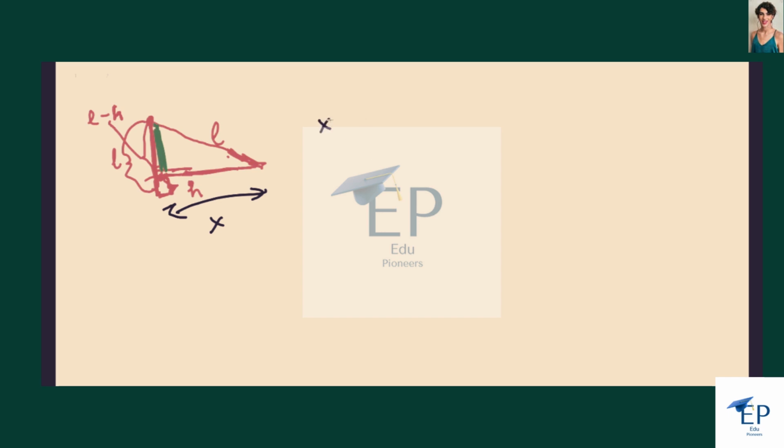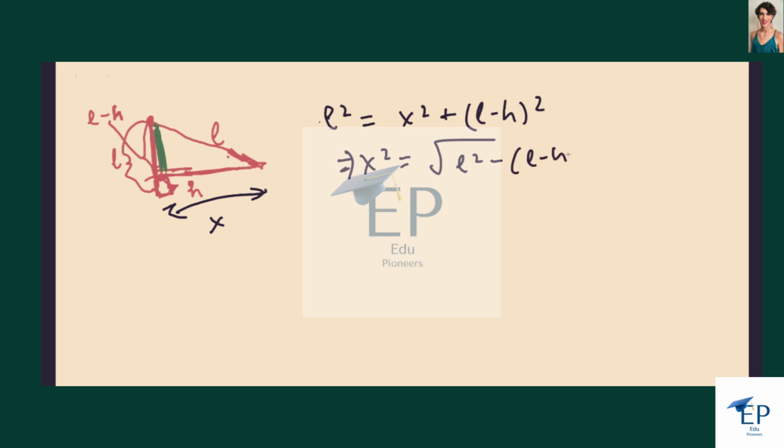So let's use the Pythagorean theorem here. L squared, the hypotenuse squared, is horizontal squared, x squared, plus vertical squared. Vertical is L minus H, squared. Therefore, x squared is just L squared minus (L minus H) squared.